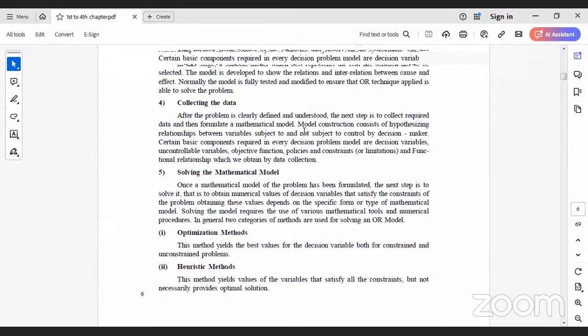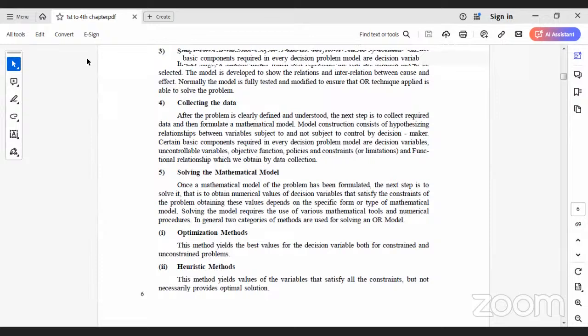After the problem is clearly defined and understood, the next step is to collect the required data, then formulate a mathematical model. Model construction consists of hypothesizing relationships between variables subject to and not subject to control by the decision maker. Certain basic concepts are required: decision variables and uncontrollable variables, and the functional relationship which is obtained by data collection. This you also have to study.